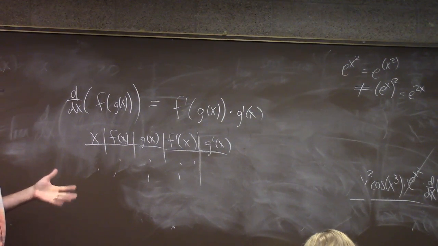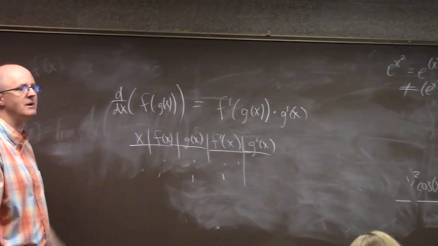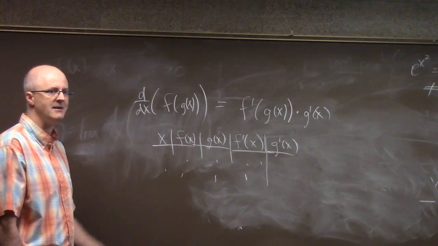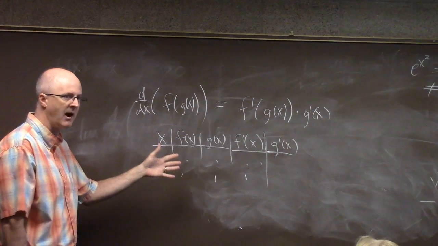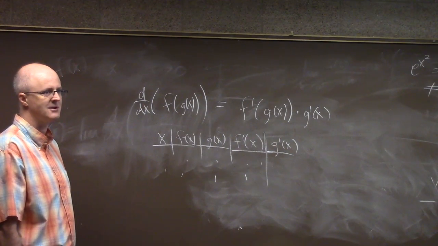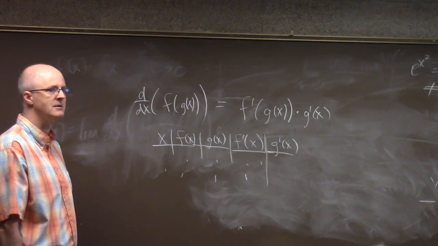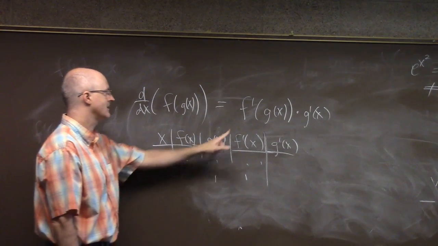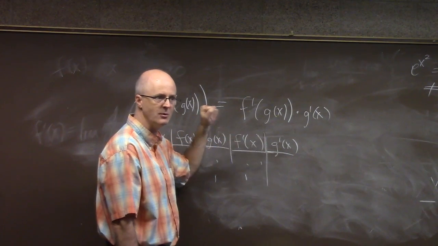So if x was 1 and g of 1 was 2, you should be able to differentiate. You should have in the table f prime of 2, for example. Did you catch that? If g of 1 was 2, you better be able to find f prime of 2.